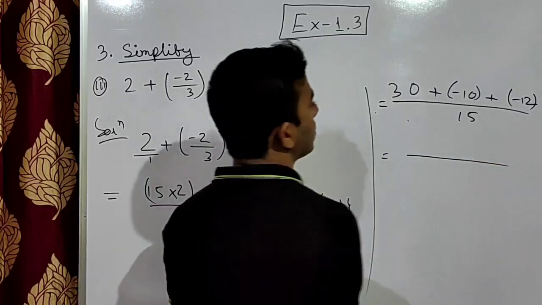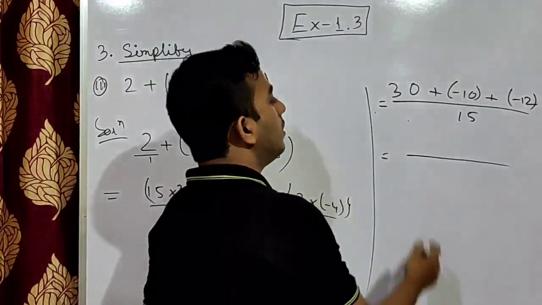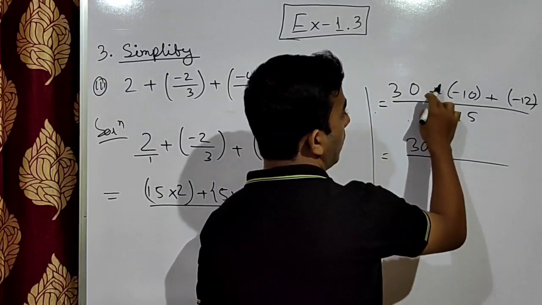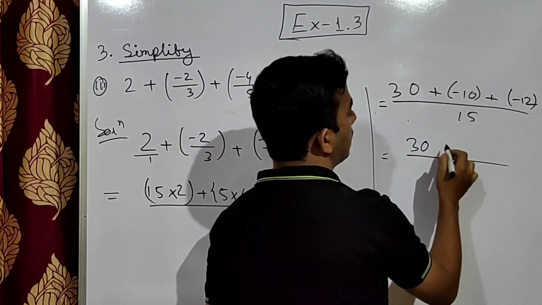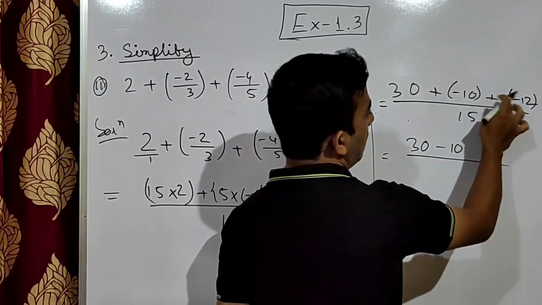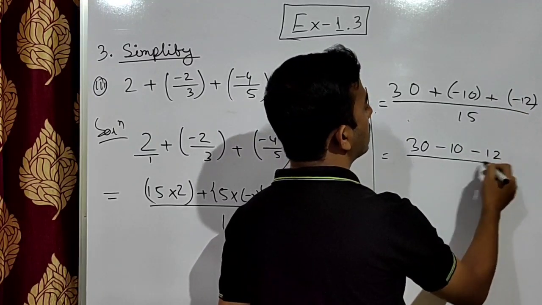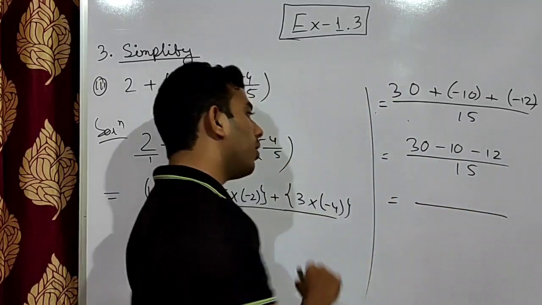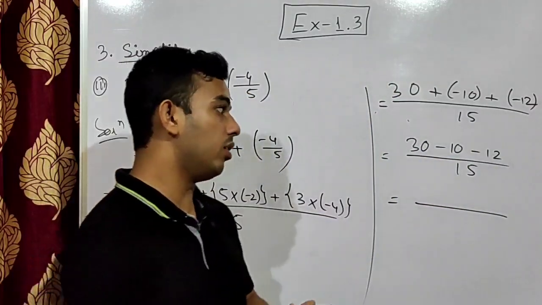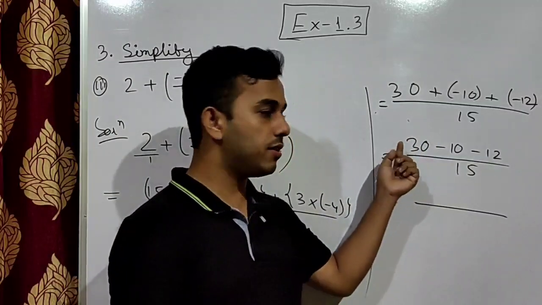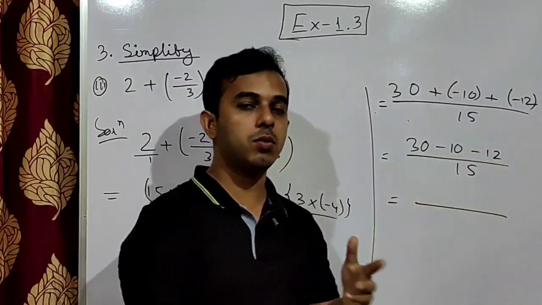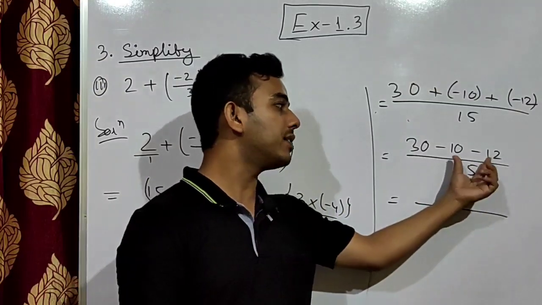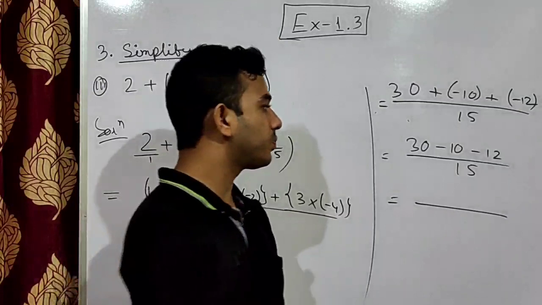These are very easy questions, right? So the next step will be 30. Now look, plus minus is minus. Again plus minus is minus. Very good. Now look, 30 is a positive number and these two are negative numbers. Now we know minus minus is plus.